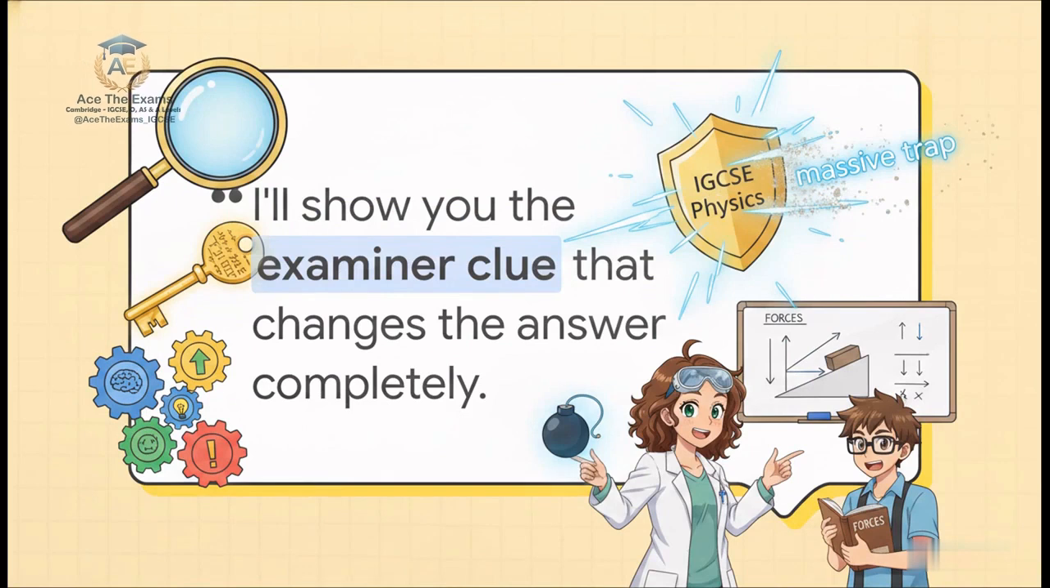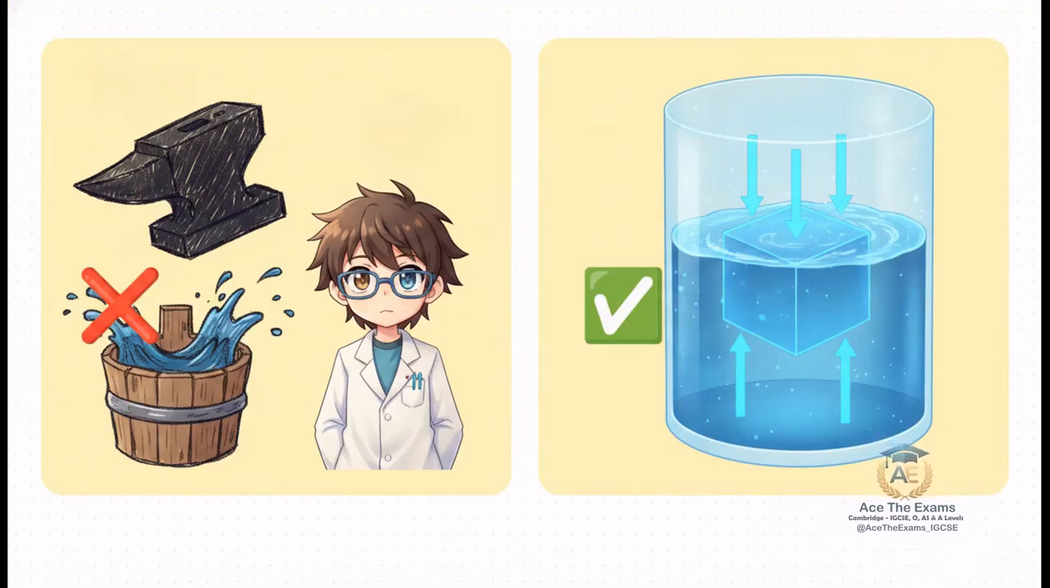In a moment, I'll show you the examiner clue that changes the answer completely, the one subtle detail in the wording that shifts a question from a simple calculation into a massive trap. But first, you need the framework that makes that clue completely obvious. And this next comparison brilliantly illustrates the real difference between just knowing the physics and actually passing the exam.